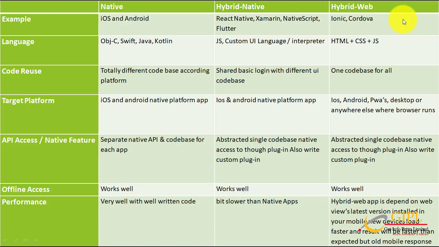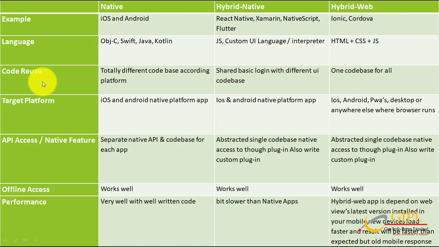Now turn to programming language. Android native uses Java or Kotlin for app development. iOS uses Objective-C or Swift for its app development, whereas in hybrid native, React Native and NativeScript use JavaScript, Flutter uses Dart, Xamarin uses C#, and hybrid web Ionic and Cordova use JavaScript, HTML, CSS for development.